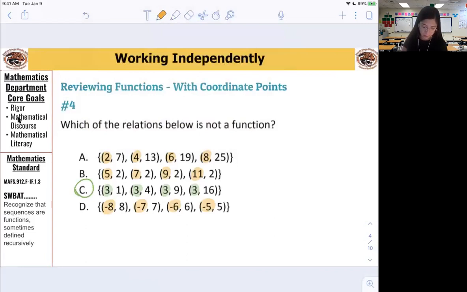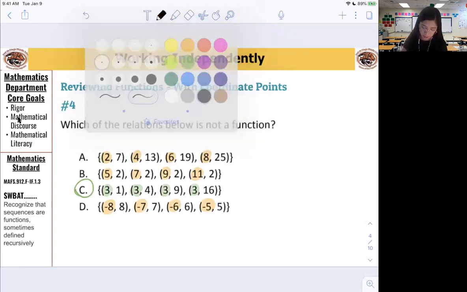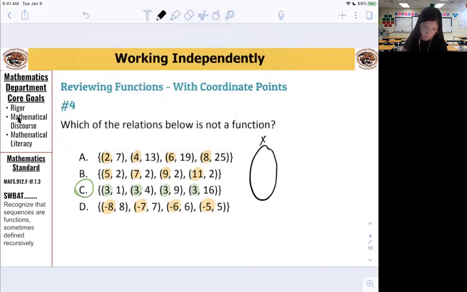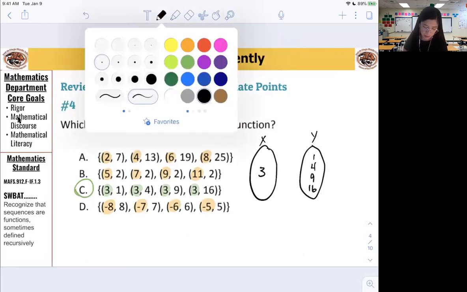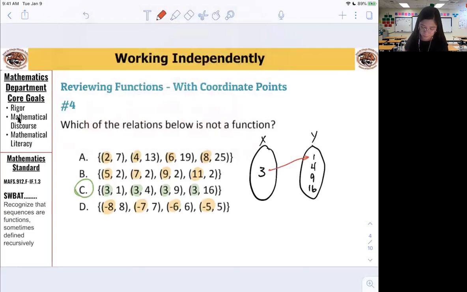One point I want to make really quickly is that if I turned answer choice C into a mapping diagram, it would look like this. I would have a 3, and then 1, 4, 9, and 16. And what would that 3 be doing? That 3 would be branching out to all 4 of the y values. So again, you could look at it both ways. In both cases, you can tell that C is definitely not a function.